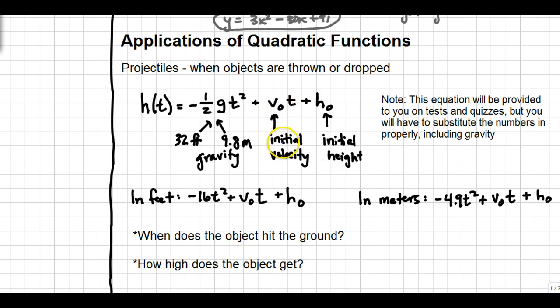V sub 0 is called the initial velocity. Initial meaning starting velocity. That gets multiplied by the time.